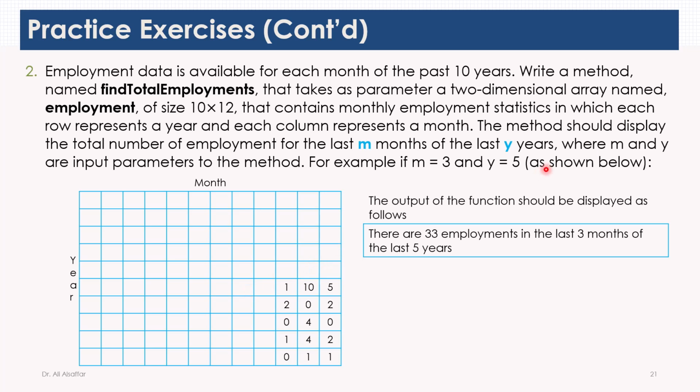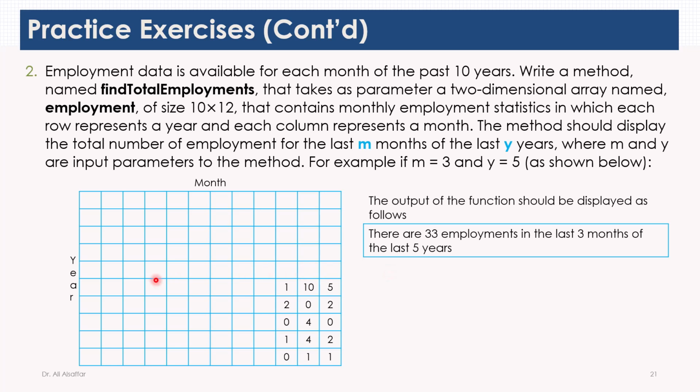Now for the rows, you know that we have 10 years. So the first index of the row is 0, and the last one is 9. And from this data, notice that this is row 5. So how did we get row 5? It is in fact 10 minus 5, which is the number of rows, minus the value of y, and it will give you the beginning of the row. So this is what the method is supposed to do.